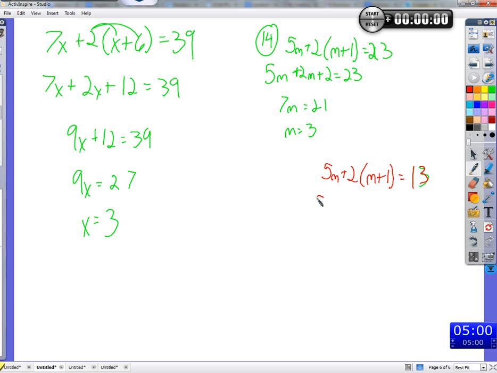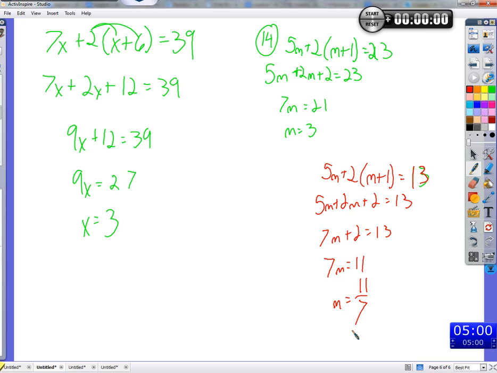So we're still going to distribute. We'll still get 5m plus 2m plus 2 equals 13. It's 7m plus 2 equals 13. Okay? I'm just highlighting the difference here. So we subtract 2. 7m equals 11. And then we divide both sides by 7, and we get 11 over 7. Did we do this correctly? Is m 11 over 7? It is definitely 11 over 7. But when you get an answer like 11 over 7, what does it feel like? Feels like you did something wrong, okay?